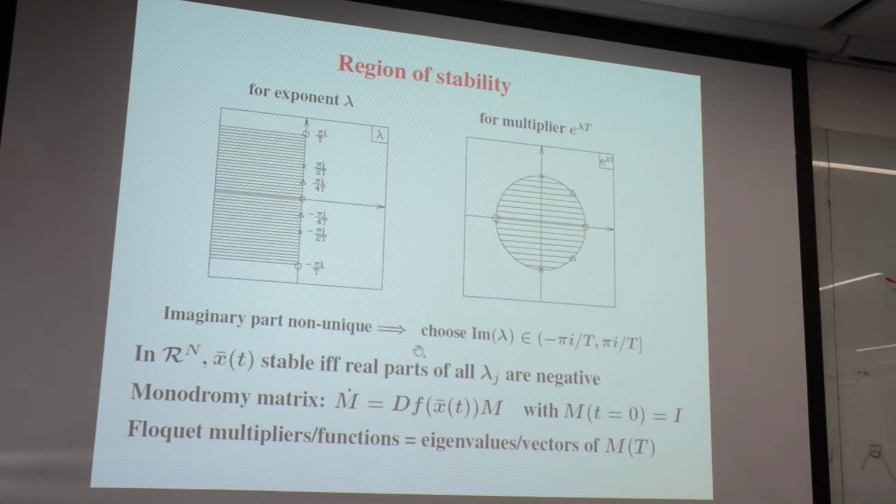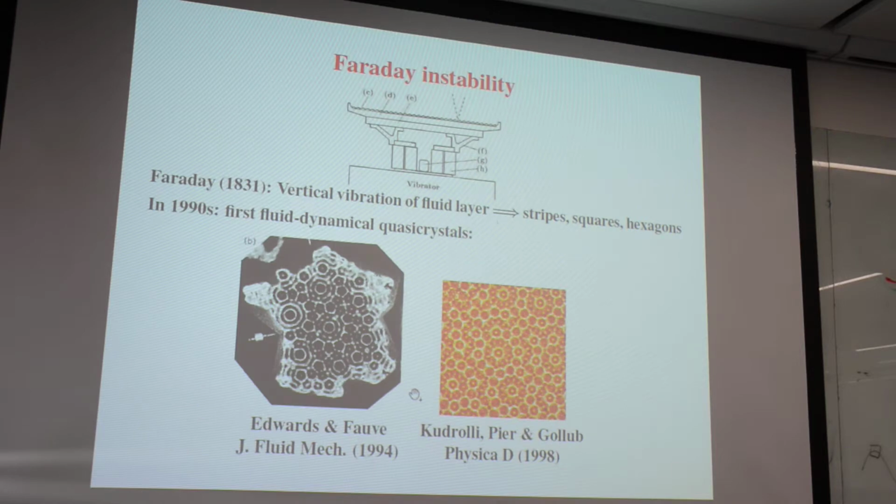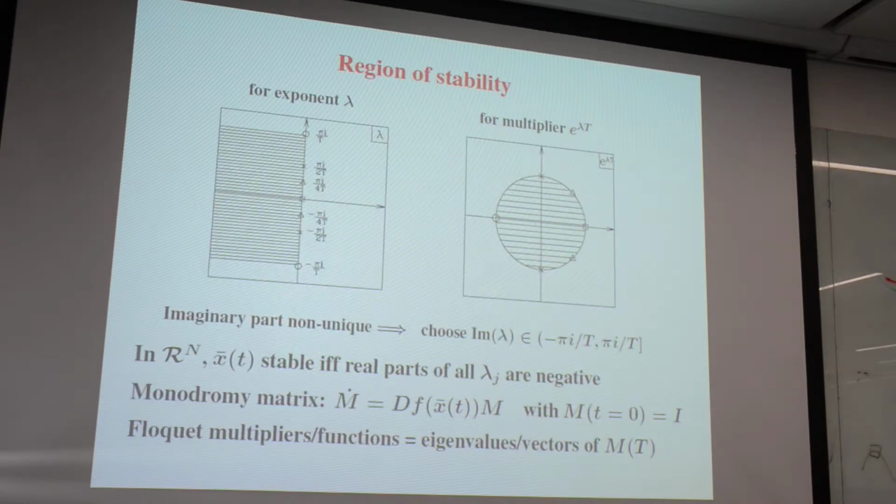There are other terms, but all of them have to be done numerically. So the monodromy matrix is a time-dependent matrix that you get by integrating the linearized problem. And the eigenvalues of the monodromy matrix are the Floquet multipliers. I think that's pretty much all I wanted to say that was theoretical.